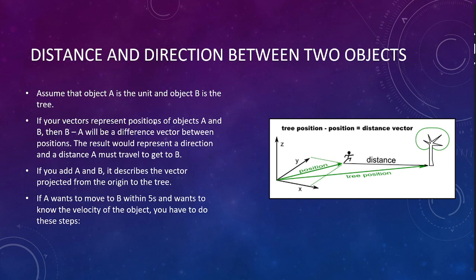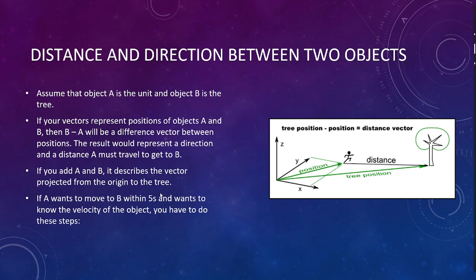So, how do we use this in practice? Assume that object A is the unit and object B is the tree. If your vectors represent the positions of objects A and B, then B minus A will be the difference vector between the positions. Meaning, it will tell us the distance from it and the direction to the tree. That is B minus A.